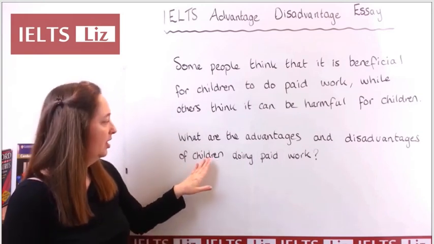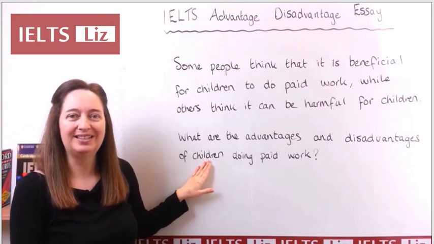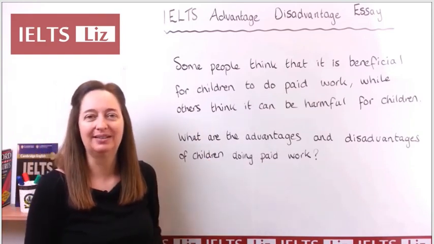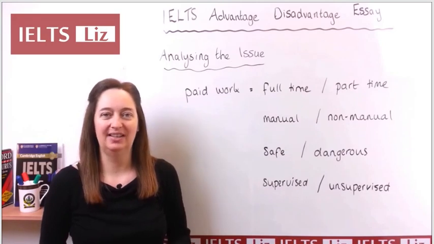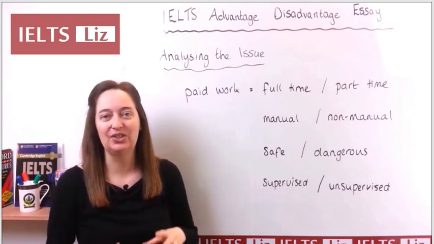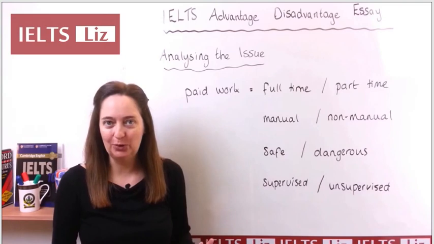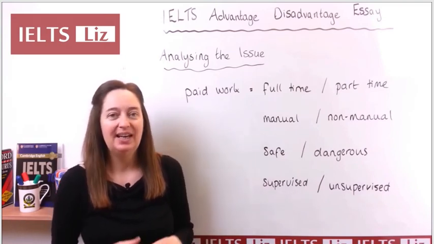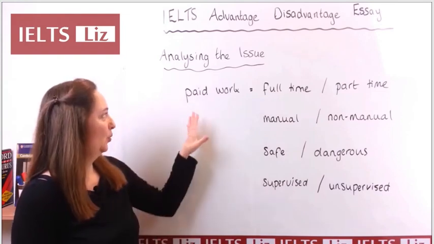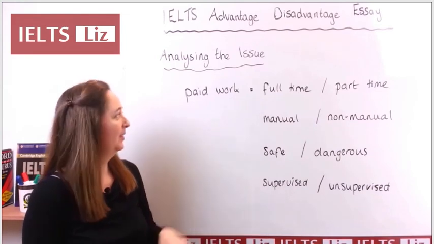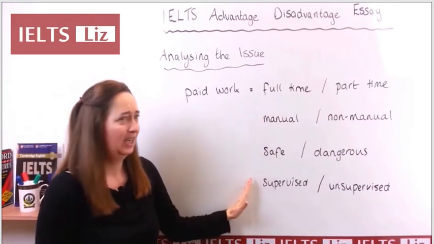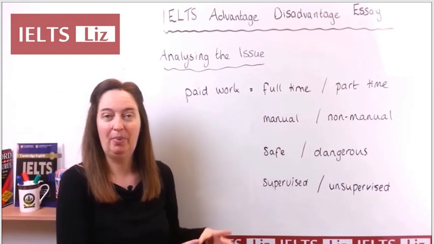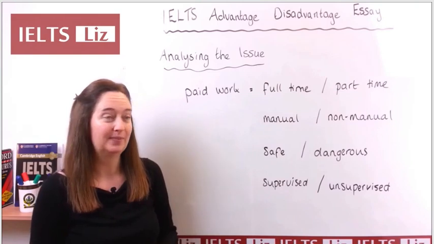I want to look at the word children and what that incorporates, and paid work and what we mean by that. You should always analyse the words and issues in your essay question before you start planning ideas or thinking of your answer. Now, for this essay question, we have children and paid work. And paid work, you can see, means many different things. It's not clear if they're talking about part-time work or full-time work.